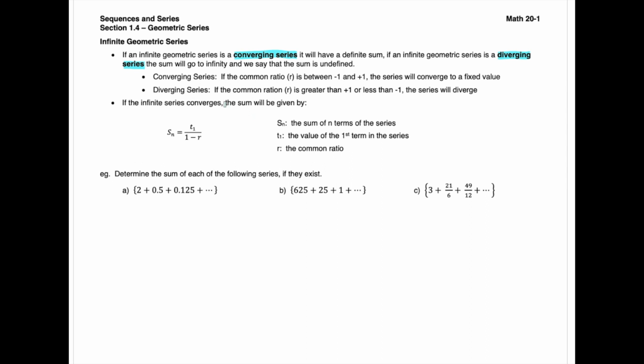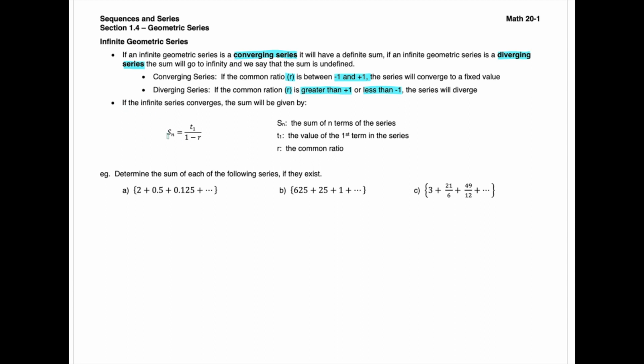The difference here is going to be your common ratio. So if you have a converging series, that's where that common ratio r is somewhere between -1 and +1. The series will be diverging if that common ratio is either greater than 1 or less than -1. So basically outside of the range for the converging series. Again, it can't be 1 because then we're going to get 0 in the denominator.